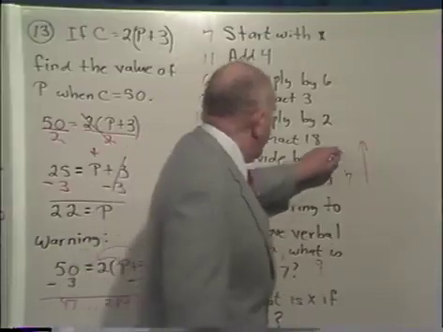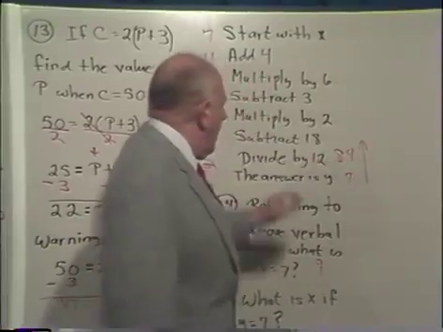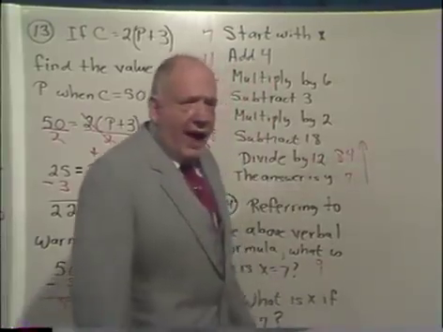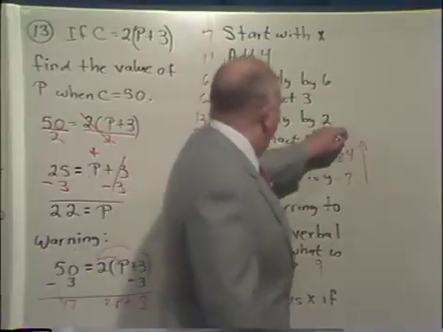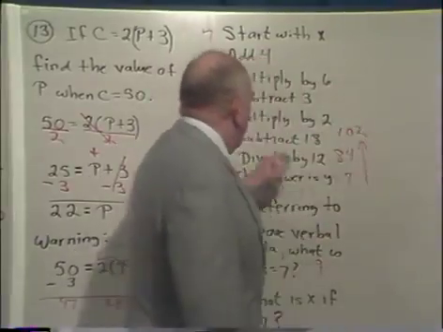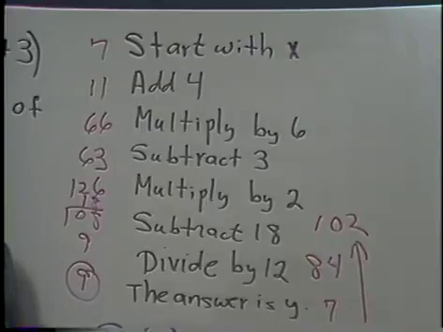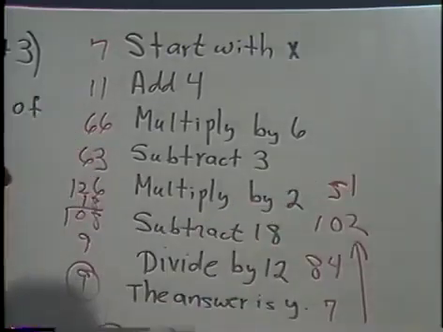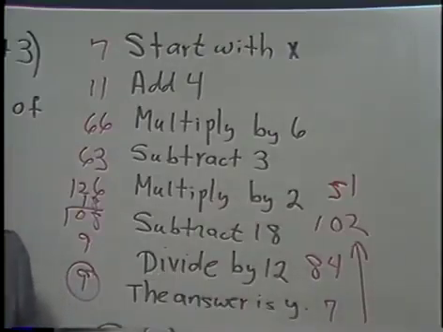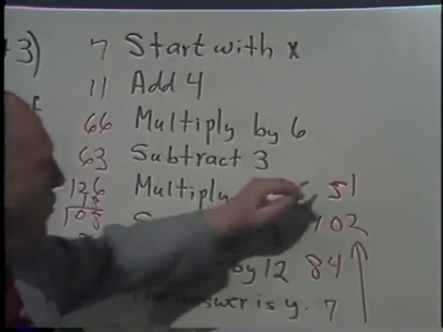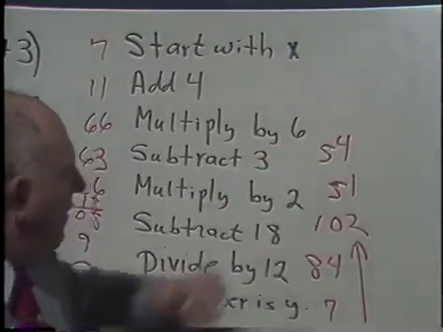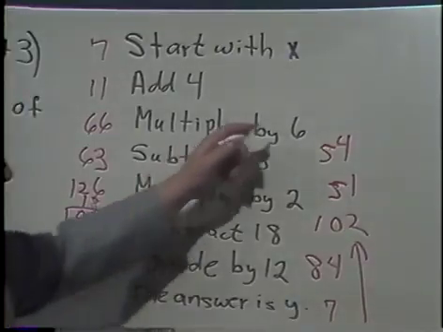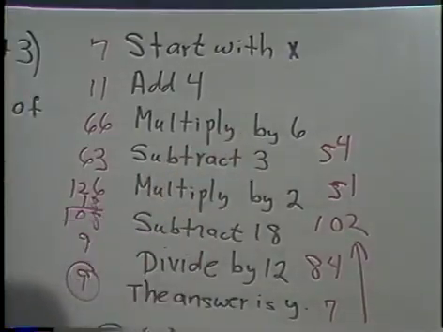7 times 12 is 84. Instead of subtracting 18, you're going to add 18. 84 plus 18 is 102. Instead of multiplying by 2, you're going to divide by 2. 102 divided by 2 is 51. Instead of subtracting 3, you're going to add 3. 51 plus 3 is 54. Instead of multiplying by 6, you're going to divide by 6. Is that right? 54 divided by 6 is 9.